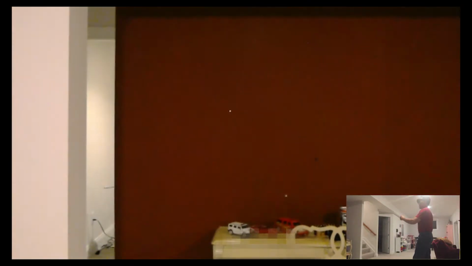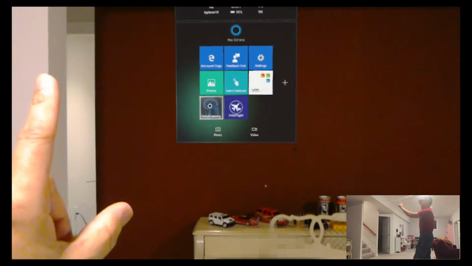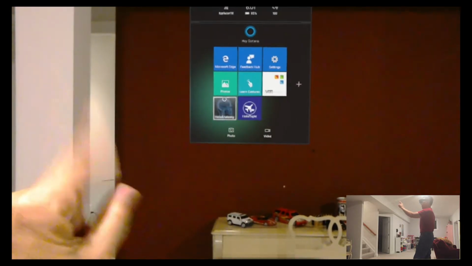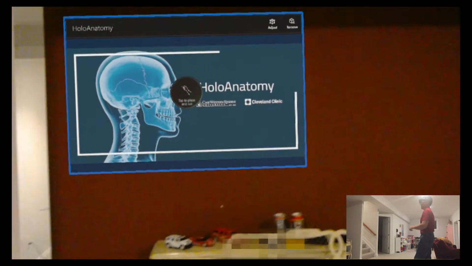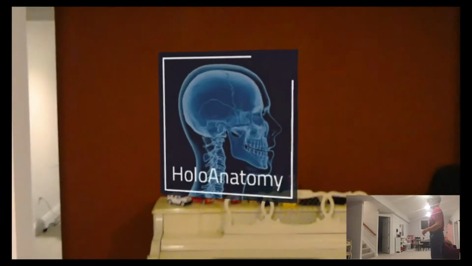To start things off, we do a hand gesture called the bloom, and that brings up this menu. And here we can launch the Holo Anatomy application by pointing our eyes and doing an ear tap. And we place the application somewhere. And what this will do is it'll launch the demo.